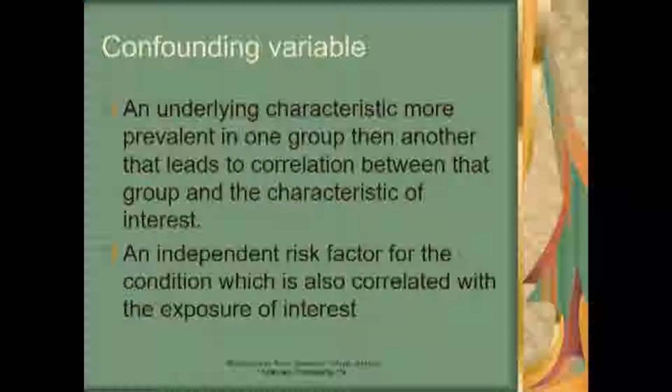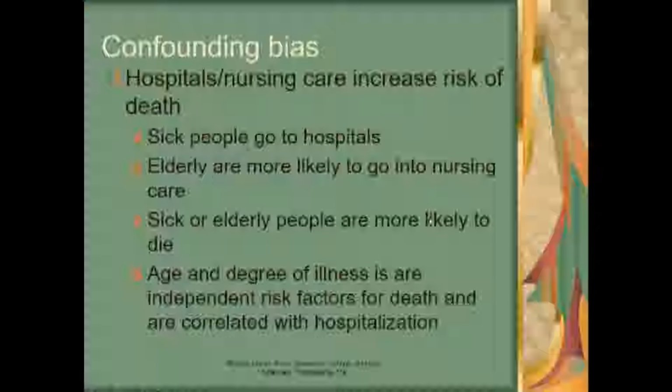And this is the definition that I use most frequently. A confounder is an independent risk factor for the condition which is also correlated with the exposure of interest. We're going to spend some time on this so we can give you some examples, so hopefully confounding will be quite clear to you and not something that leads you astray. So here's a real simple one.